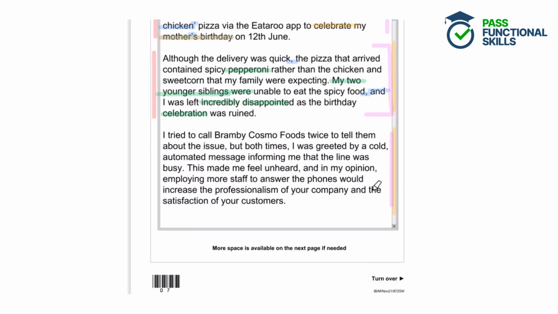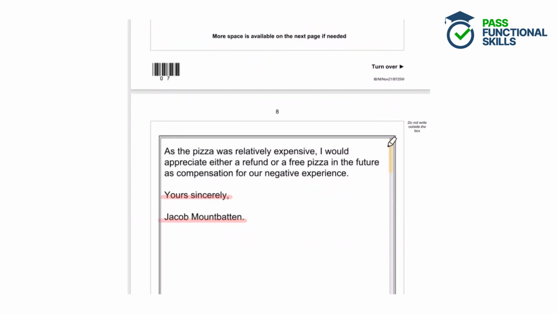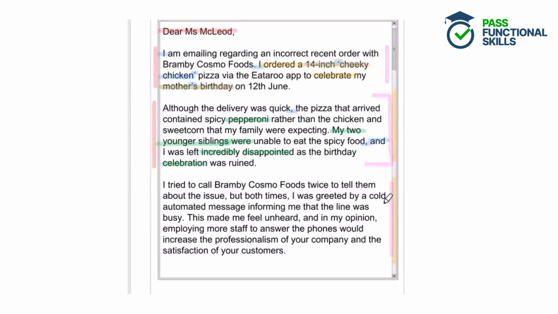And then we have an explanation of what they would like to happen next. So everything is done in order. They've explained that they ordered the pizza, and then they've explained what happened next, and then what happened next. So it's written in a chronological order based on the order of events.